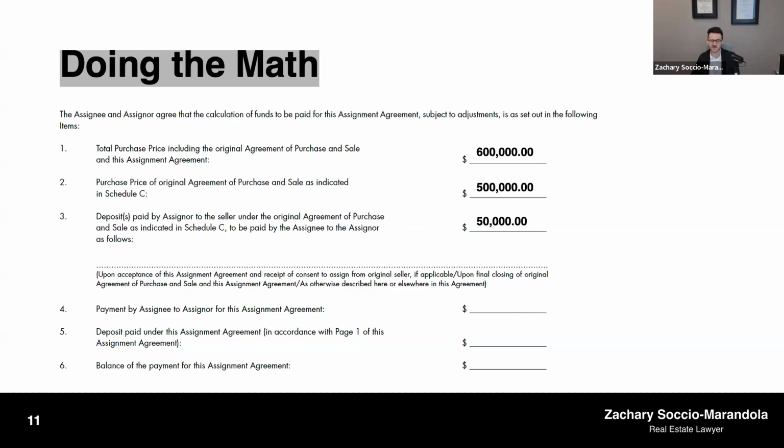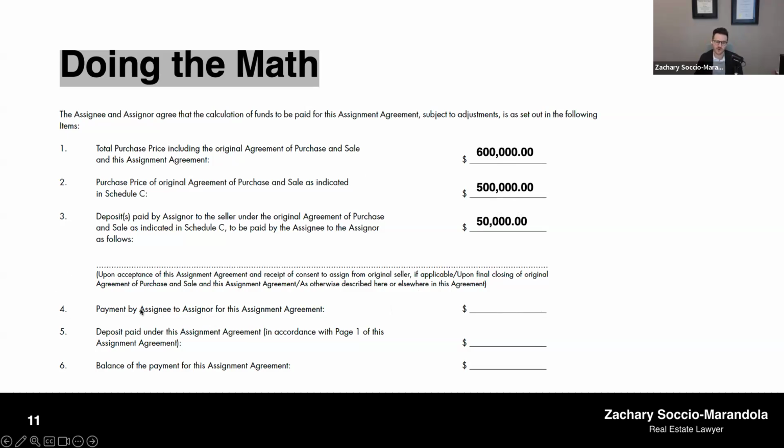Now, there are some situations where this might be 0 and the assigner in a bad market may be eating that deposit. But let's say the market's gone up, so they want to be reimbursed for that credit that the assignee is going to get. So when we're filling out number 4 here, this is where all the mistakes happen. Most people just take the profit, right? Because you read it as payment by assignee to assigner for this assignment agreement. Well, if this is a total purchase price and this is what they have to pay, most people write $100,000 here. The problem is that doesn't account for the reimbursement of the deposit.